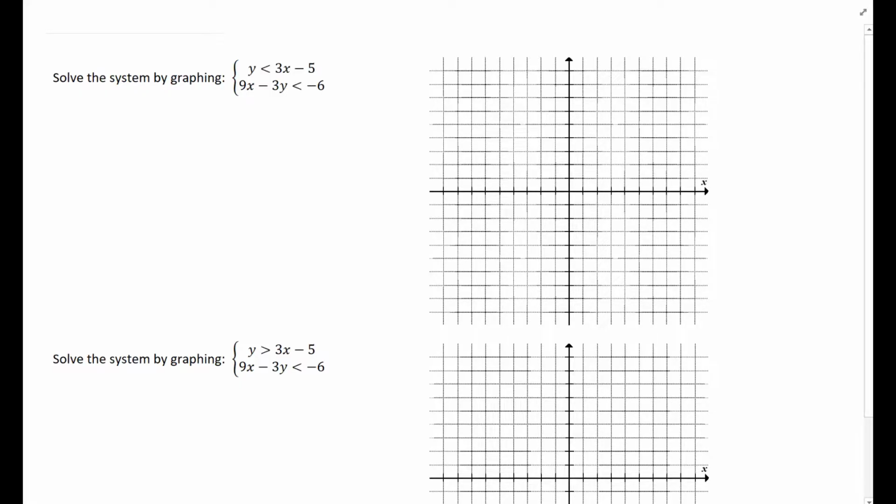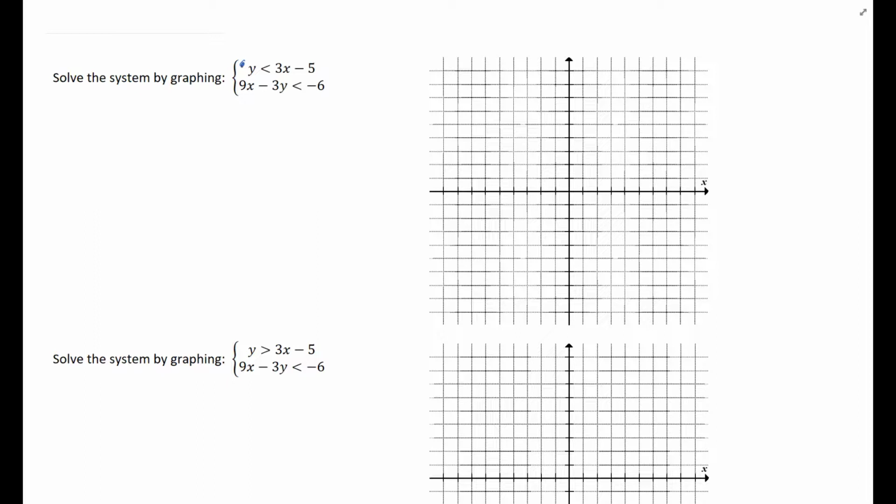Solve the system by graphing. y is less than 3x minus 5, and 9x minus 3y is less than negative 6. I'll look at the first inequality, y is less than 3x minus 5. So that it's in slope-intercept form, it has a y-intercept of negative 5 and a slope of 3.